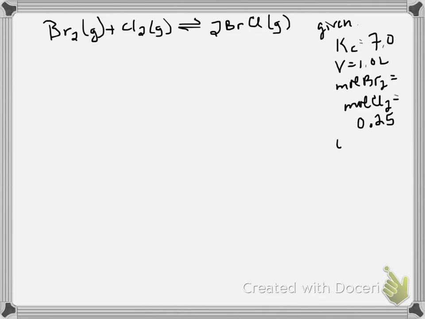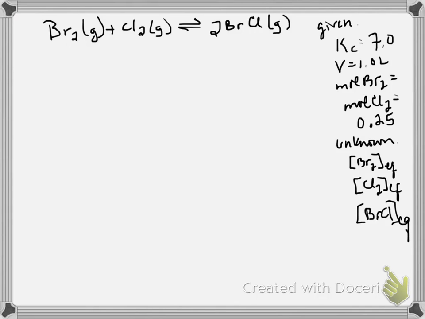And we are asked for the concentration of all of the components at equilibrium. So Br2 at equilibrium, Cl2 at equilibrium, and the concentration of bromide chloride at equilibrium.